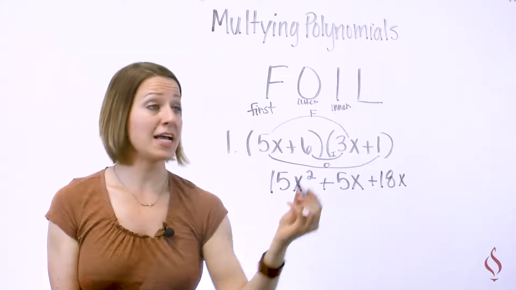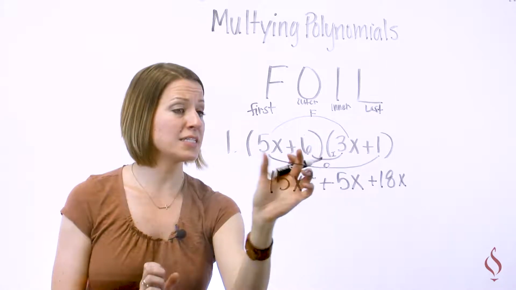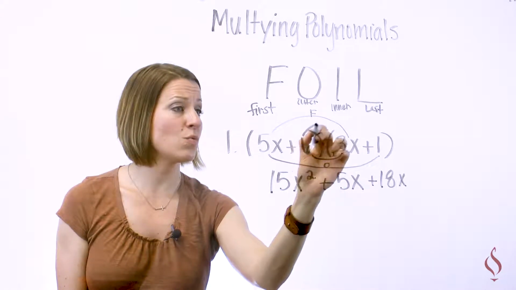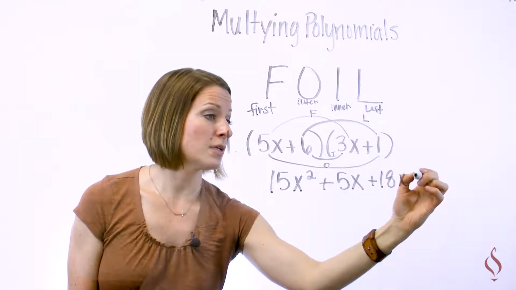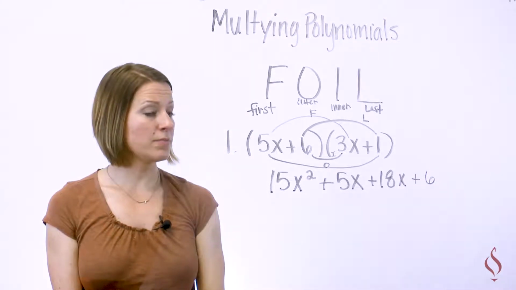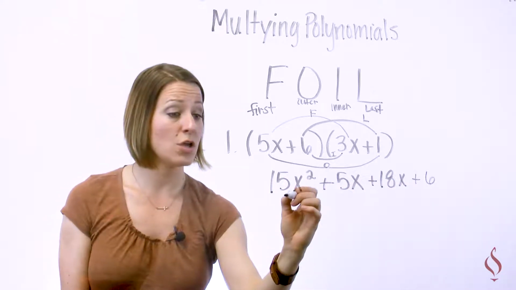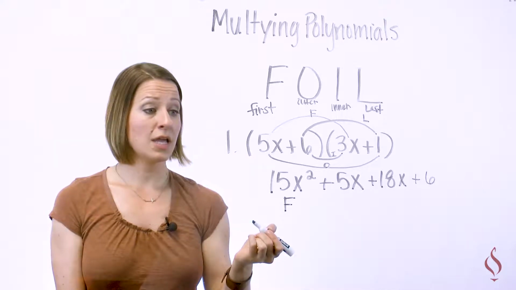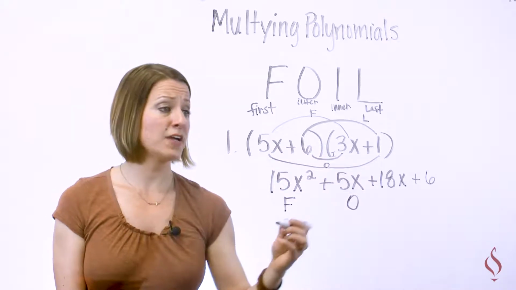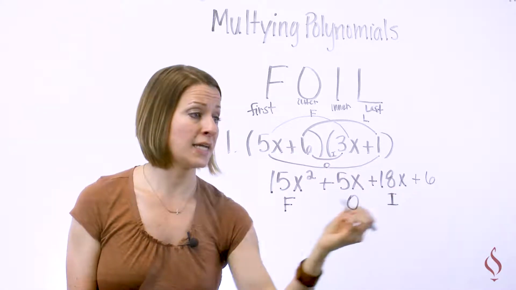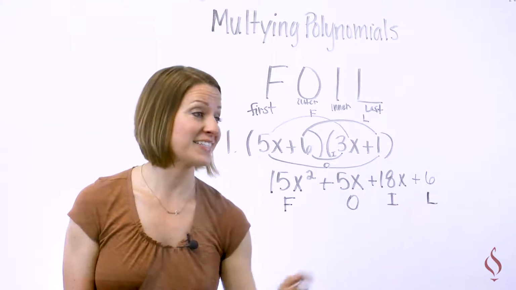And then L stands for last. We're going to go back to the individual binomials, and the 6 and the 1 are the last digits. That's positive 6. I want you to notice we have 4 multiplication answers right here because we multiplied 4 times. We multiplied the first and got the 15x squared. We multiplied the outside and got the 5x. We multiplied the inside and got 18x. And then we multiplied the last terms to get that 6.